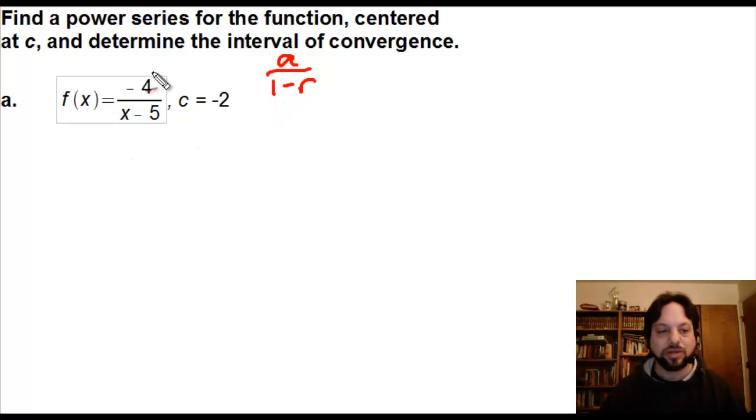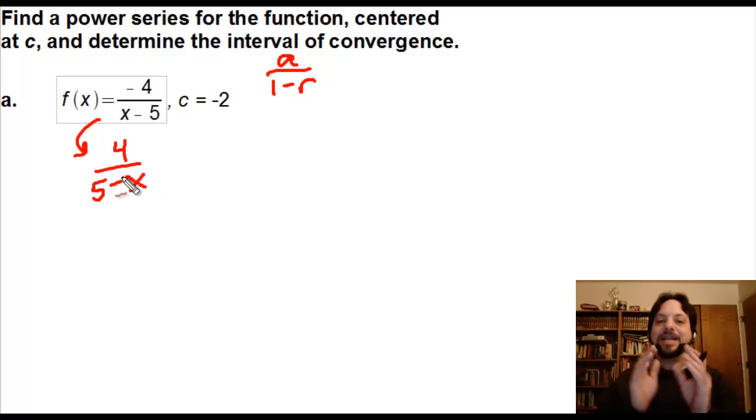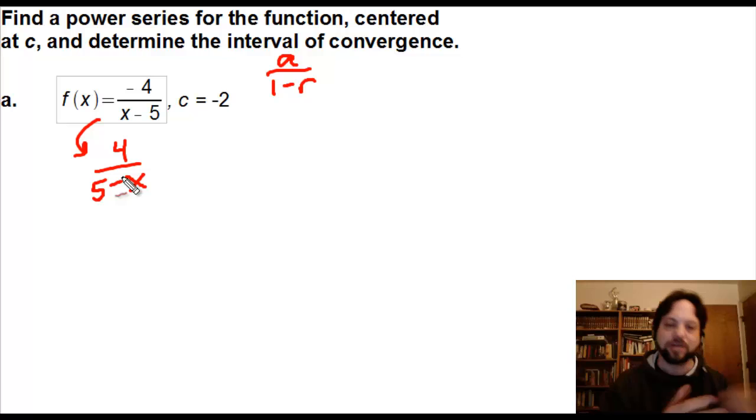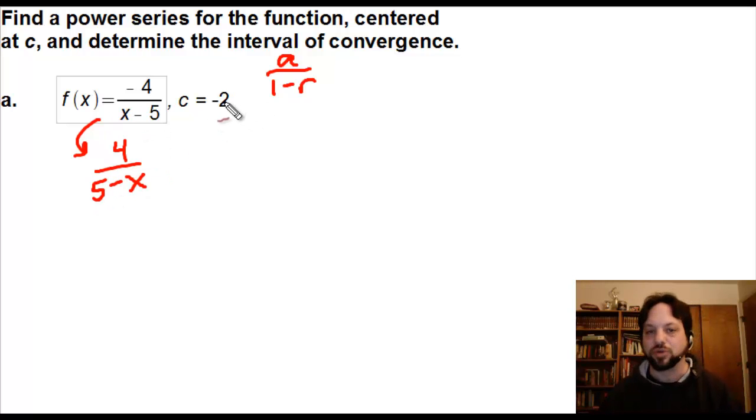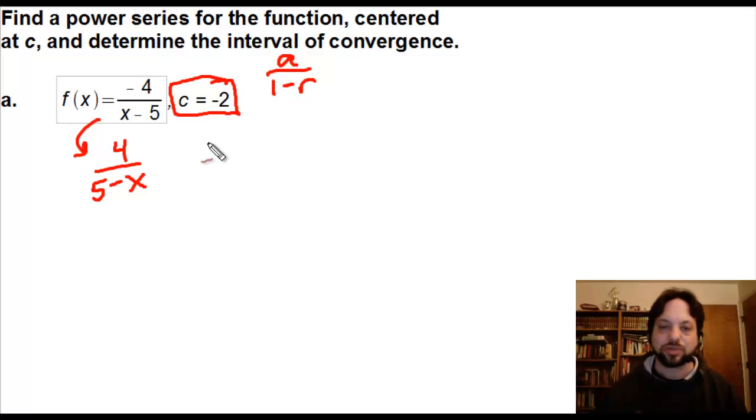Now, I can do that by multiplying both the numerator and denominator by -1. And if I do that, I'm going to end up with 4 over 5 minus x. And now, the denominator is kind of in the correct form: something minus the radius. Well, down here I have 5 minus x. I'll deal with turning that 5 into a 1 in just a moment, but before I do, remember that I need to center this term at c equals -2.